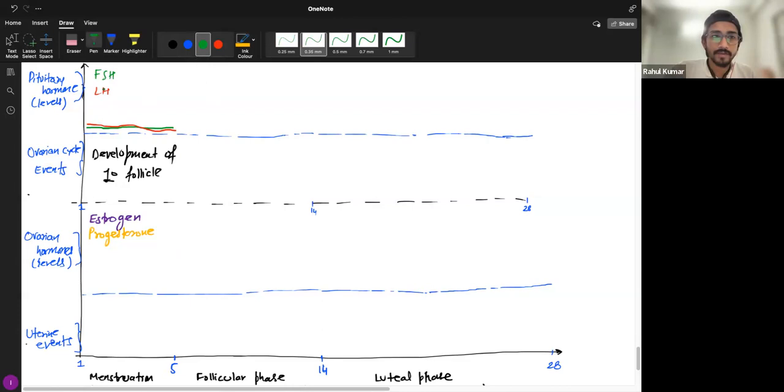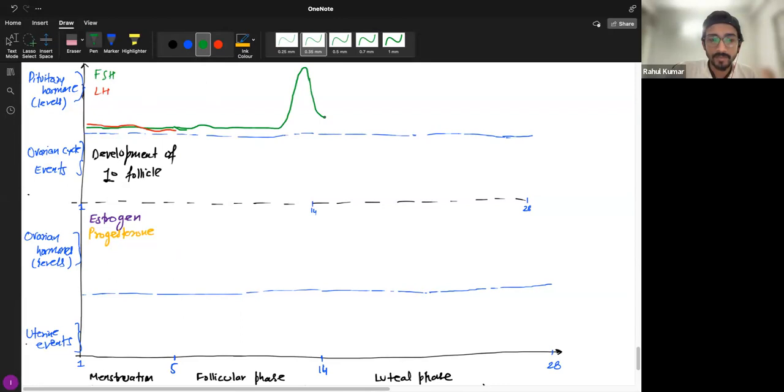So levels of FSH stay low till 5 days. They actually continue to stay low at the baseline till around day 14. And just before day 14, around day 12, they shoot up. They shoot up to make a peak at day 14.